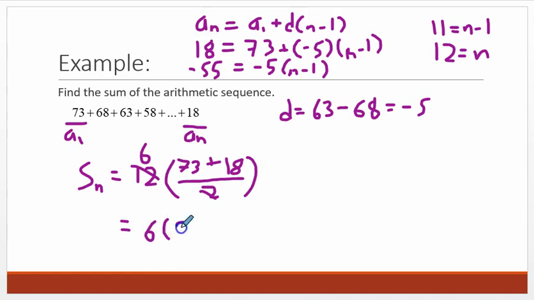So this is going to be 6 times 91. And then if I multiply those two numbers together, I got 546. This is the answer I would get by sitting there and writing 73 plus 68 plus 63 plus 58 plus 53 plus 48 and hitting it over and over and over again in the calculator. But again, I'm showing you with a sequence that only has 12 terms so that when you get a sequence that has like 100 terms, you know how to use the formula. Please don't sit there and just add the numbers up one at a time.